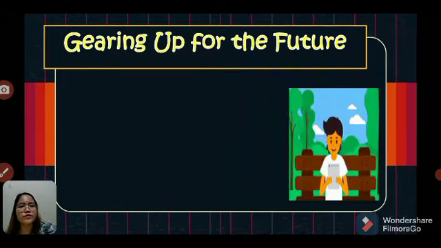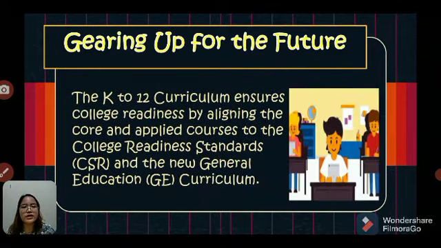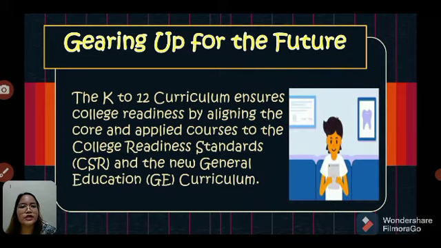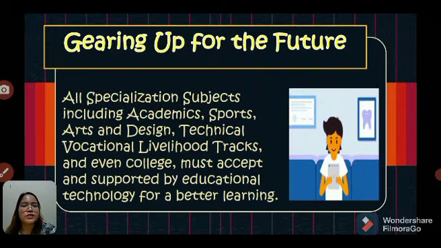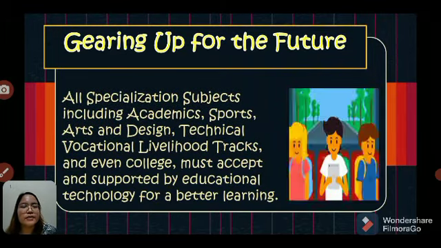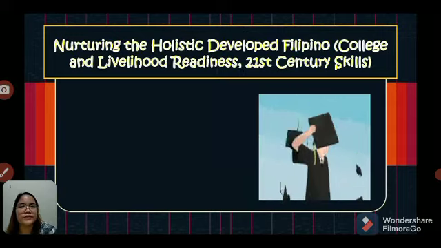For gearing up for the future, the K-12 curriculum ensures college readiness by aligning the core and applied courses to the College Readiness Standards, or CRS, and the new General Education, or GE, curriculum. And all specialization subjects, including academics, sports, arts and design, technical-vocational-livelihood tracks, and even college, must be accepted and supported by educational technology for better learning.